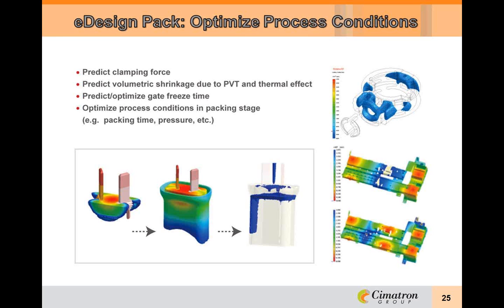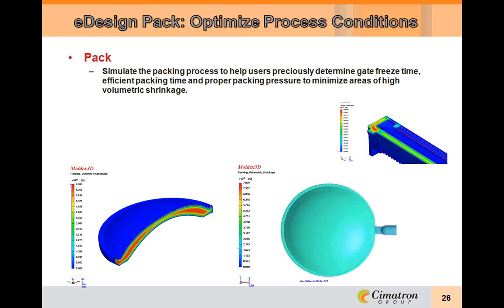eDesign Pack incorporates material compressibility, or PVT, change to account for the density variation and melt flow behaviors in packing process for thermoplastic materials. Its true 3D technology can help you precisely determine gate freeze time, efficient packing time, and proper packing pressure to minimize areas of high volumetric shrinkage. Here we can see the packing volumetric shrinkage.